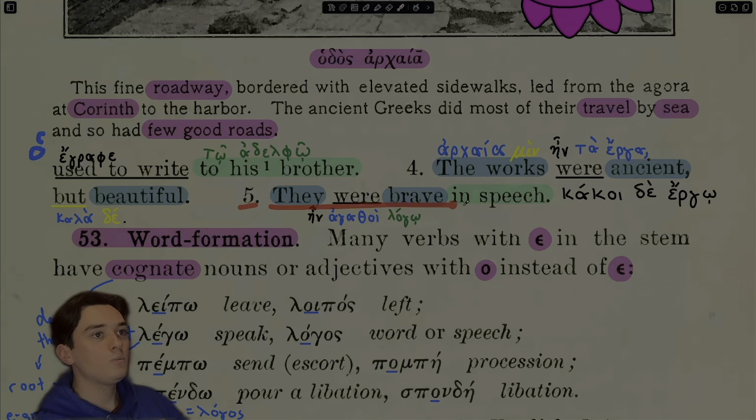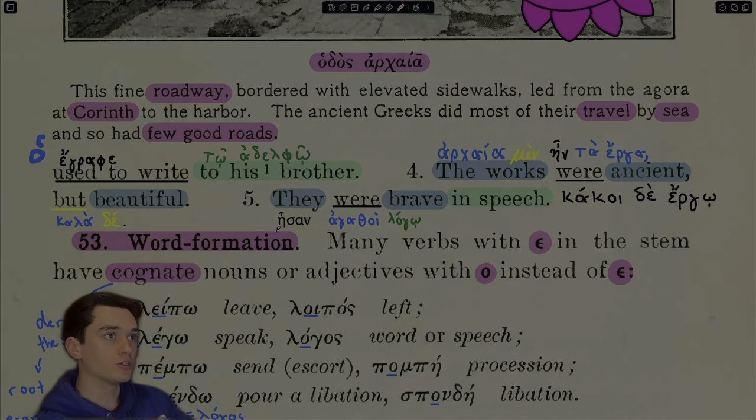5. They were brave in speech. Word directly translates to ason. They, we can just assume that it's part of ason. Agatoi, I chose. Masculine, but it could also be feminine. In speech is a dative of manner.